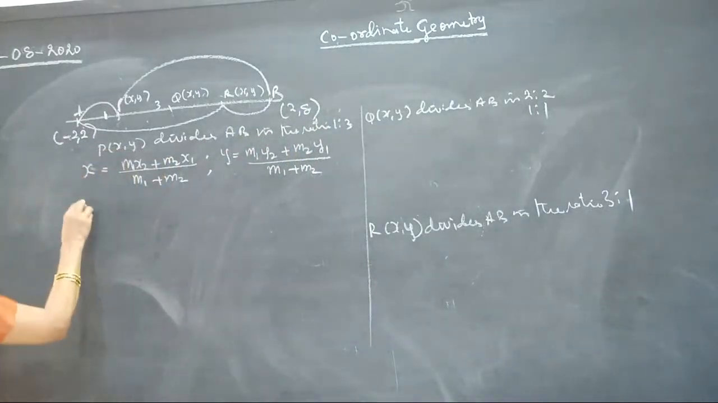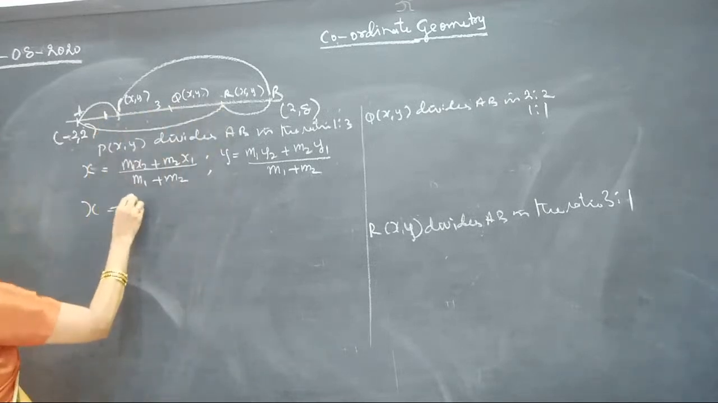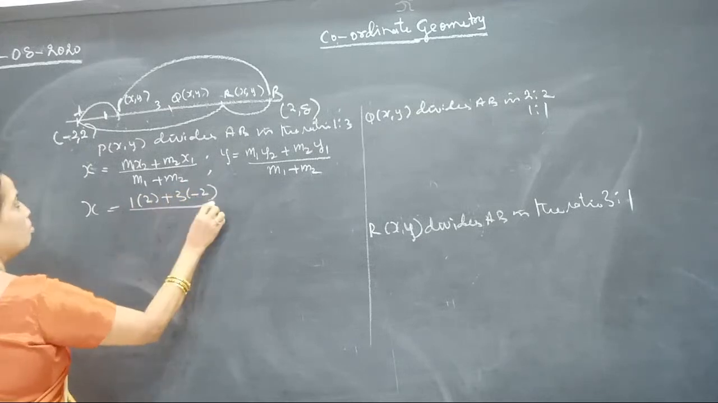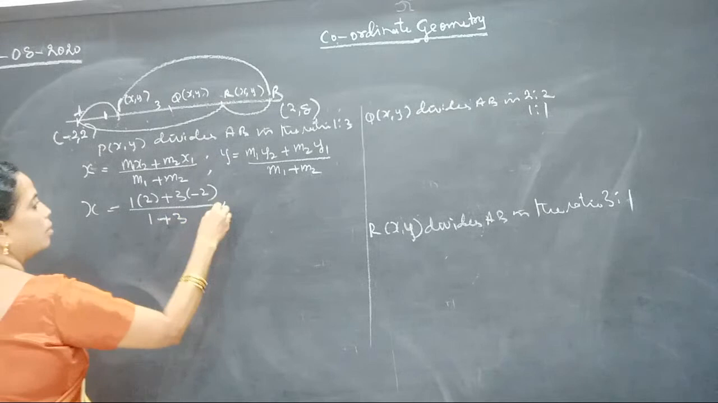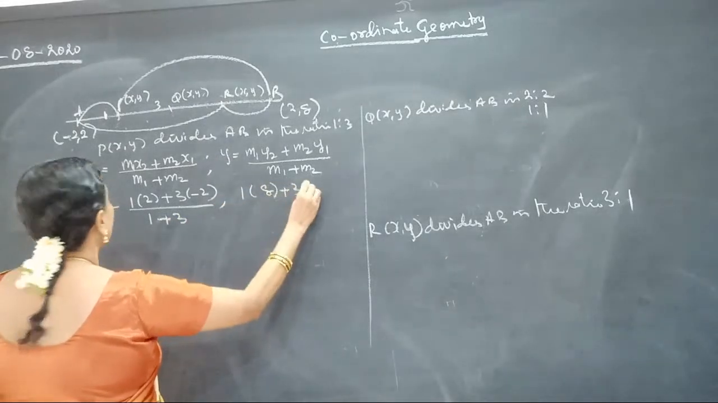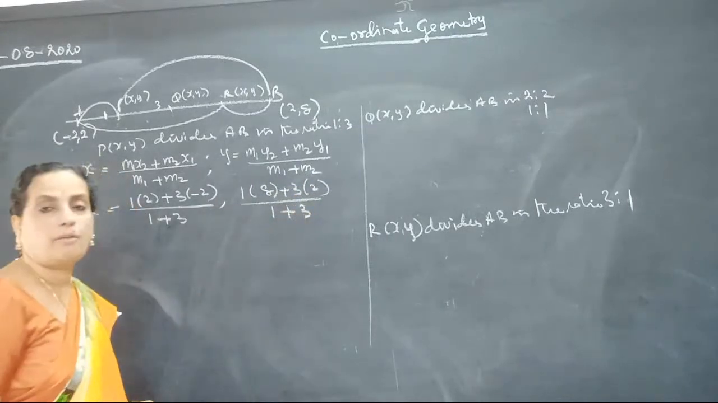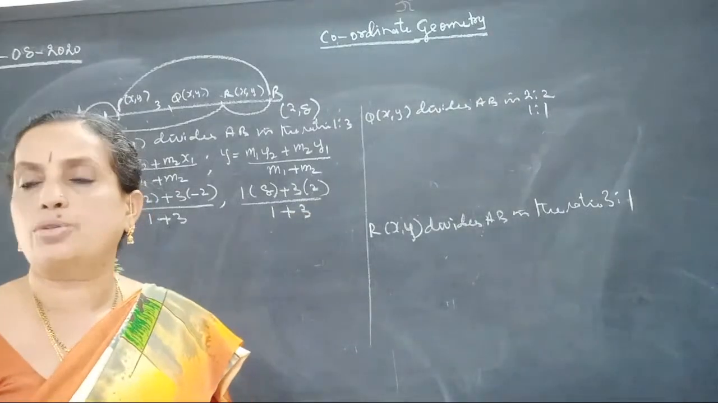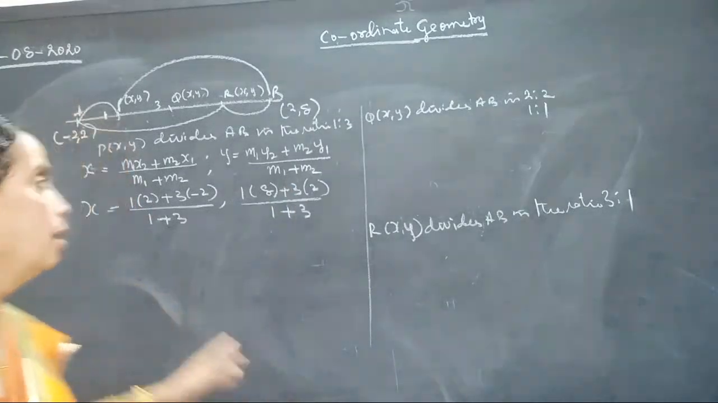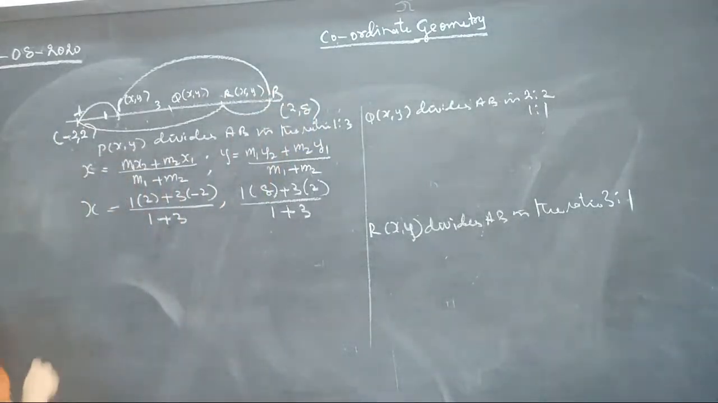You will get x equals, with the ratio in the first condition 1:3, so (1 into 2 plus 3 into minus 2) by (1 plus 3). Then y equals (1 into 8 plus 3 into 2) by (1 plus 3). Like the distance formula, we cannot change x1, x2 to x2, x1. Here the ratio is with respect to the condition x1, y1, x2, y2. Okay? What will you get?